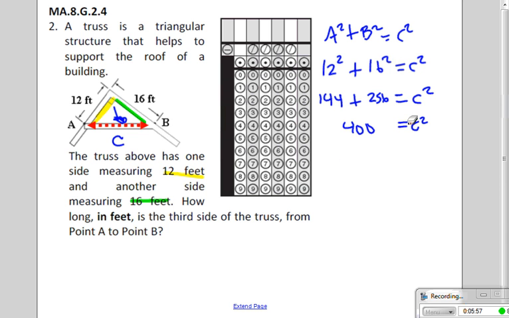Take the square root of both sides to undo the squaring. If it was squared, you undo square by doing square root. So the square root of 400 gives you 20. And that C squared, when you take the square root, will give you C. So I now know that the side that I was looking for, side C in my right triangle, was 20. So my answer is 20.